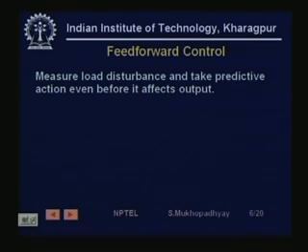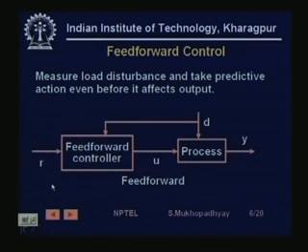If it is not possible, then you cannot apply feed forward. This also restricts the applicability of feed forward to situations where disturbances can be measured, and disturbances can be measured in many situations. So if you can measure the load disturbance, then you can take predictive action even before it affects the output, so that errors are not really generated. So here you have a process, you have a feed forward controller, and you measure the disturbance and feed it to the feed forward controller.